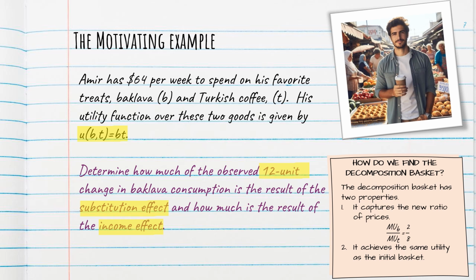How do I write that? I can think of the utility from the decomposition choices BD and TD as being equal to the utility from the initial choice. I know this seems very opaque right now, but as we move through the question, these two conditions will become much more understandable. So let's solve this thing.